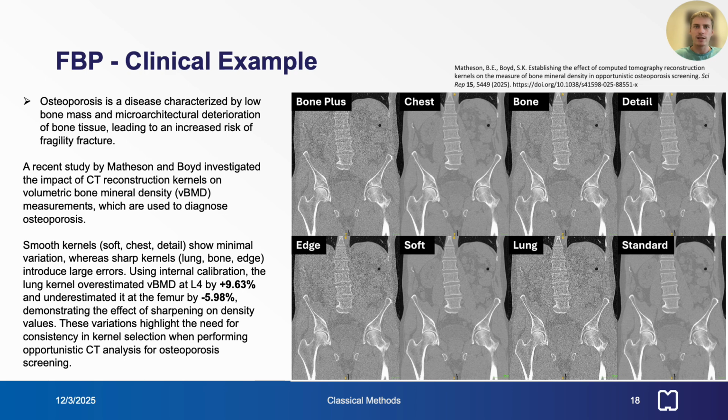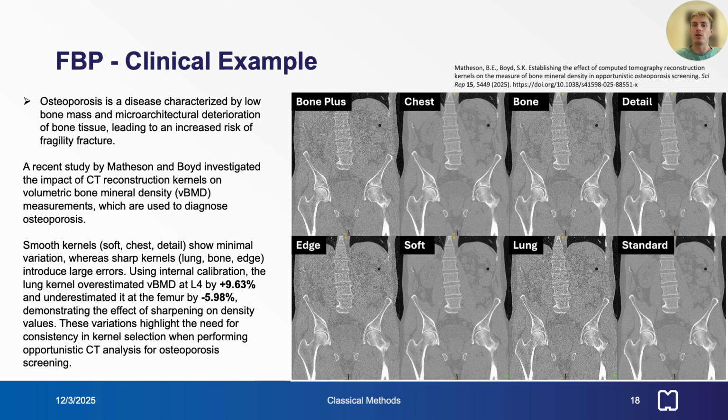So osteoporosis is a disease that is characterized by low bone mass and microarchitectural deterioration of bone tissue, which leads to an increased risk of fragility fracture. Now, a recent study investigated the impact of CT reconstruction kernels on volumetric bone mineral density measurements, which are used to diagnose osteoporosis. And they found that smooth kernels, such as soft, chest, and detail, show minimal variation, whereas sharp kernels, such as the lung, bone, and edge ones, introduce large errors.